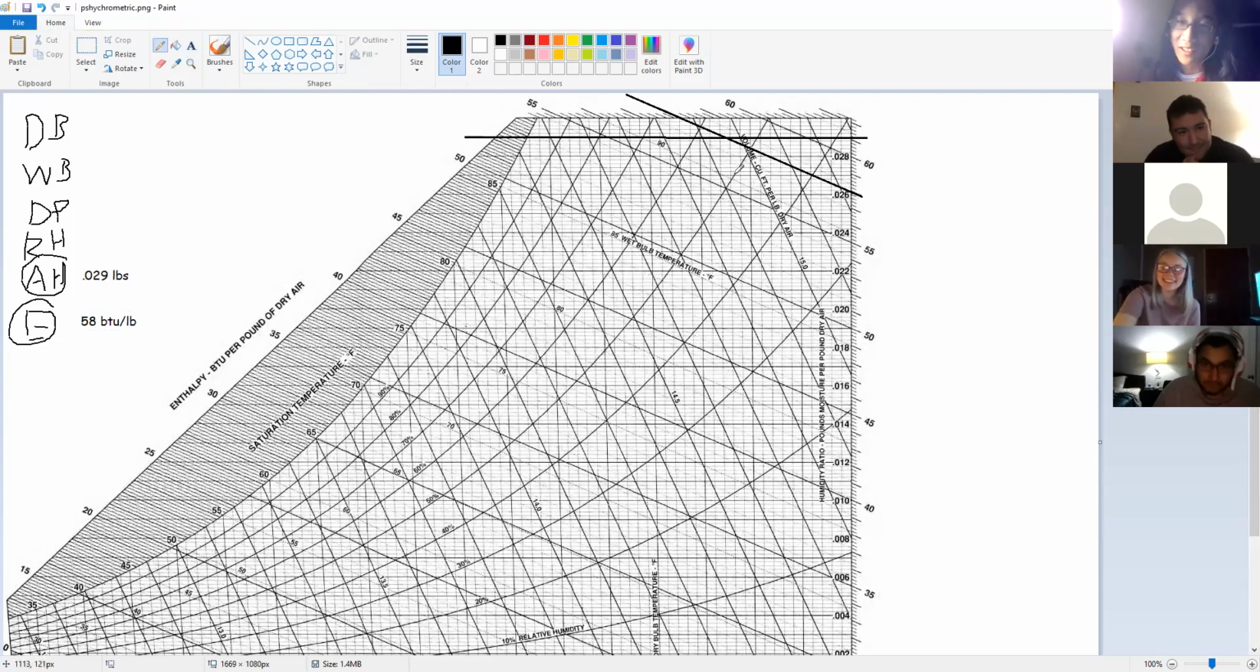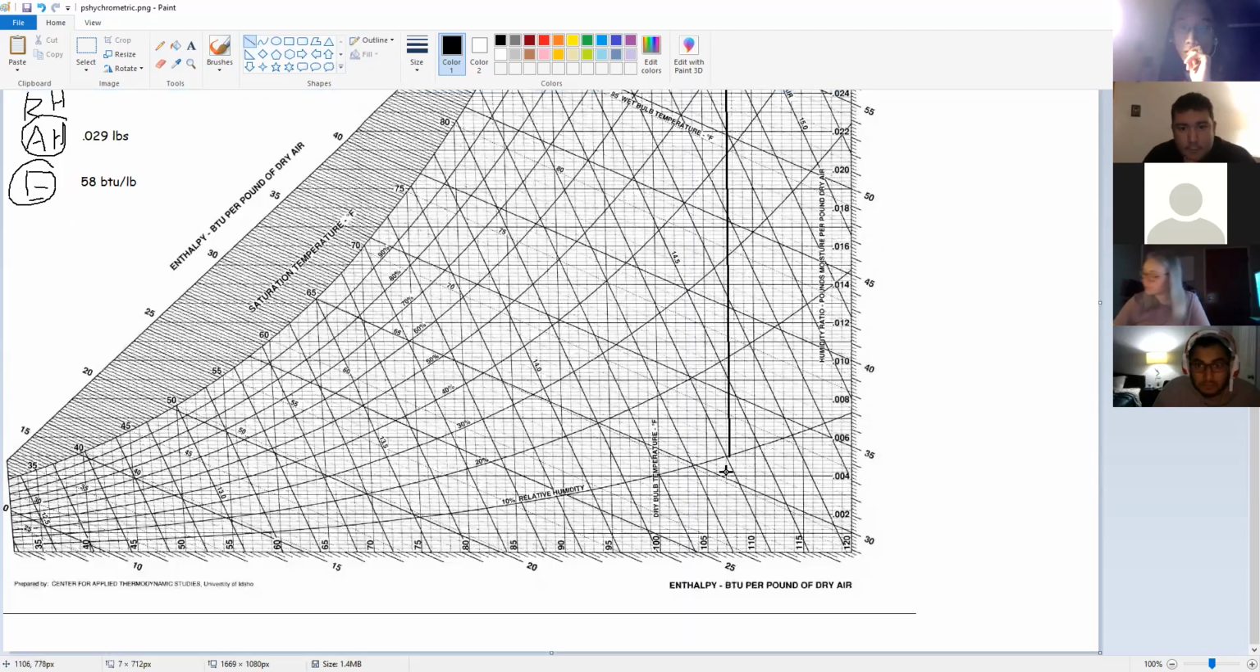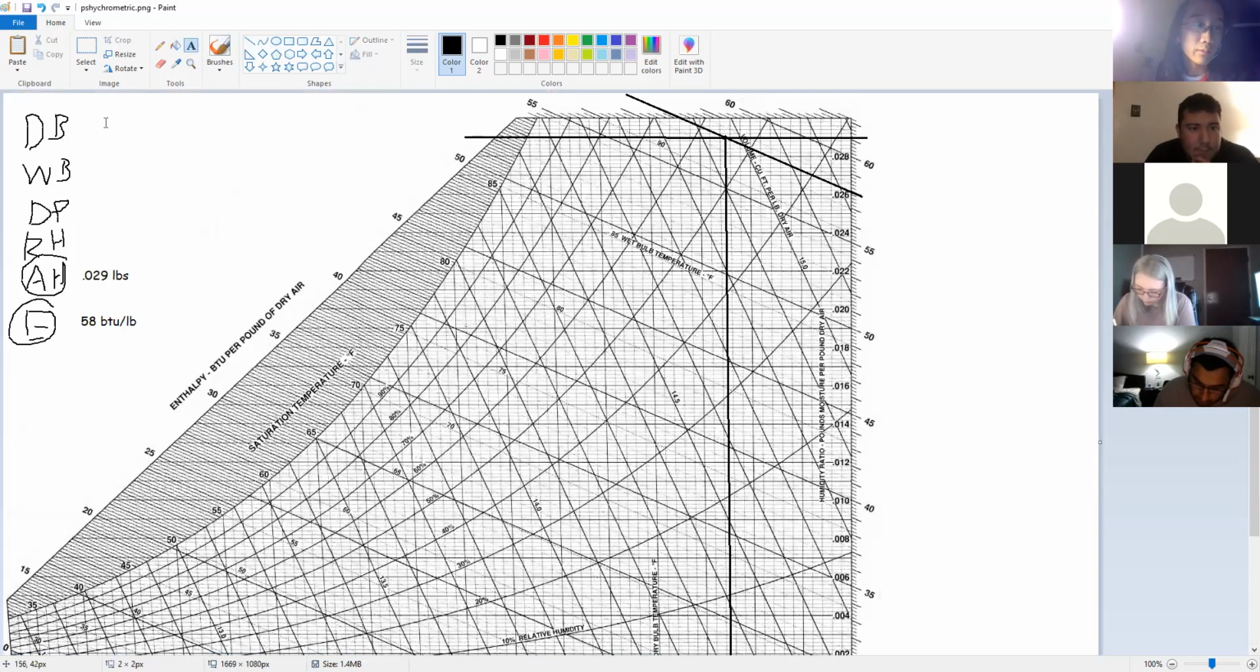All right. So you see, I drew these two lines: enthalpy on the top left to bottom right axis right there, and then absolute humidity on the x-axis. There's the intersection point. That's our climate right now. So you can go straight down to find dry bulb. That's 105, 107, 108 degrees.